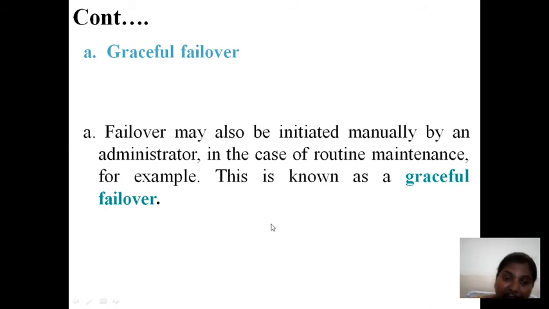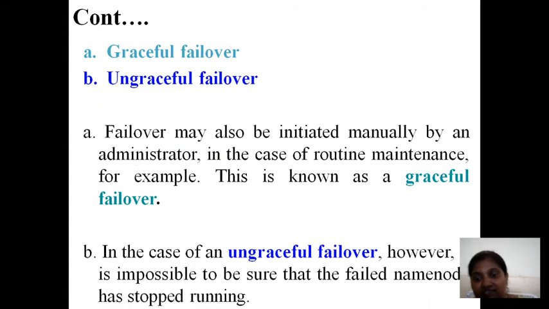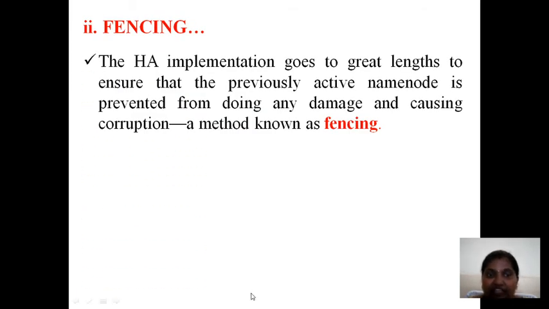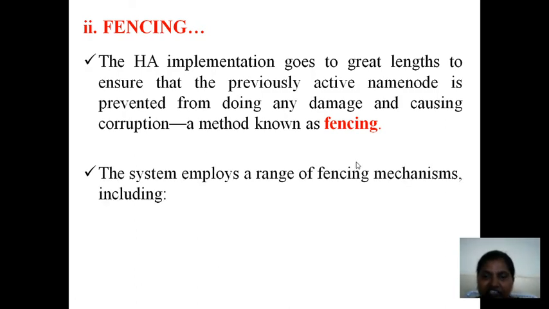And ungraceful failover is whenever a problem occurs, thereafter we have to find out what happened, who failed, why it failed, and so on. In case of ungraceful failover, however, it is impossible to be sure that the failed name node has stopped, and we don't know. Fencing is a precaution. The HA implementation goes to great lengths to ensure that the previously active name node is prevented from making any change and causing damage or corruption. A method called fencing is used.